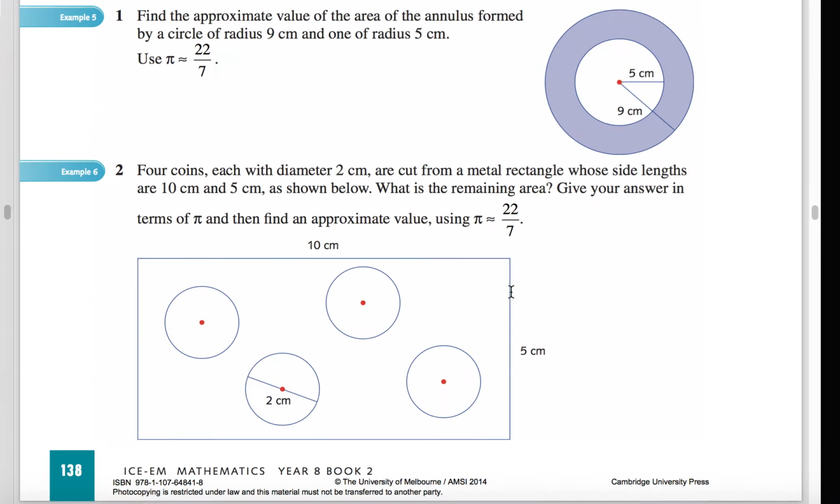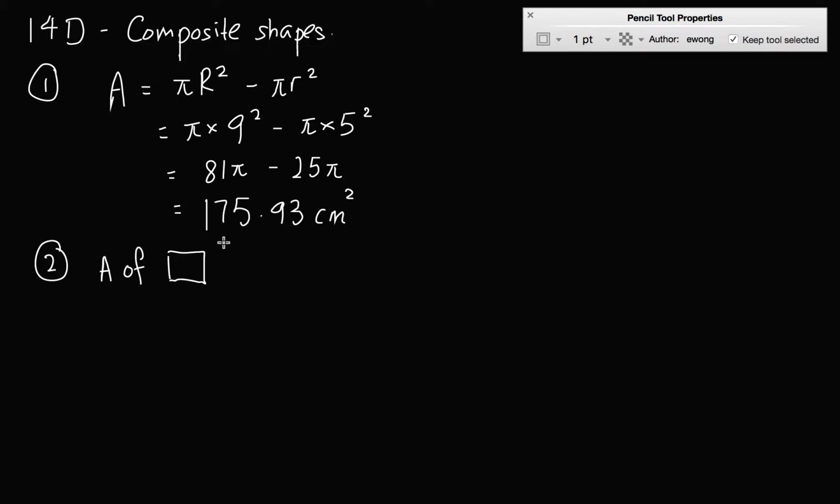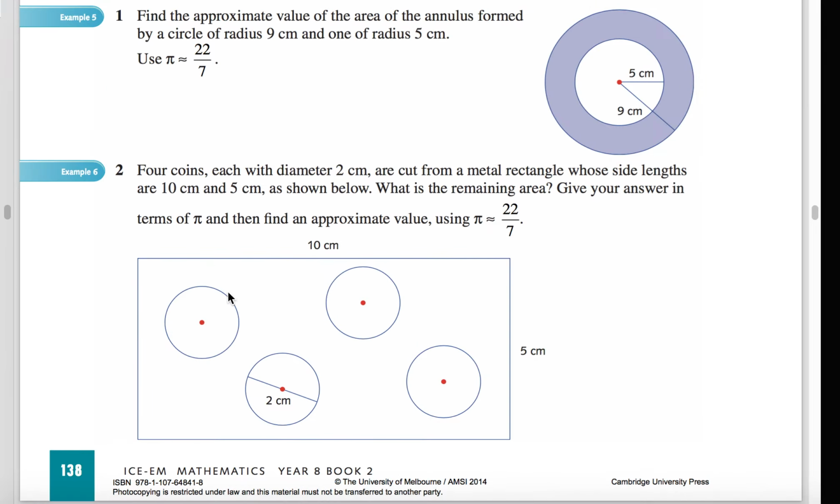The first thing I'll do is to calculate the area of the rectangle. So area of rectangle. Now if you do this in the test, it makes it easier for me to see your working as well, because I know that you're doing the area of the rectangle that way. So it's 10 times 5, and that is 50 centimeters squared. Now that is the area of the rectangle, and let's calculate one of the area of these circles.